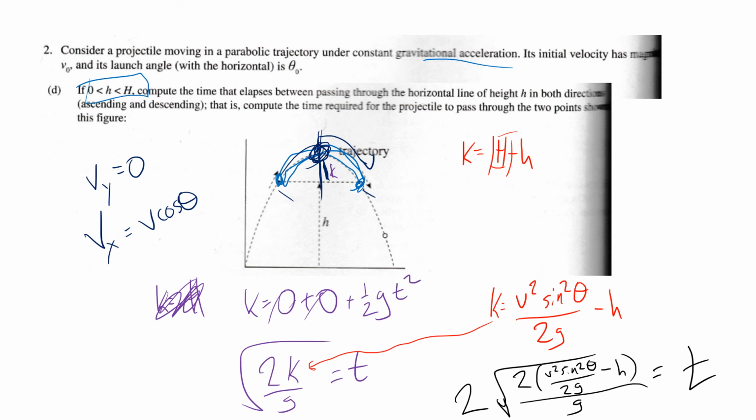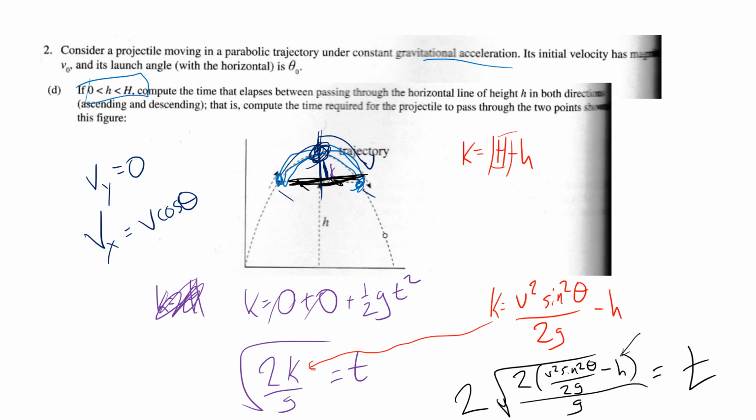The reason is because we have to do forwards and backwards the whole thing. We were just doing one and then doubling it. And that's it. That's what it's looking for. So this is the time it takes to pass through the two heights of h.